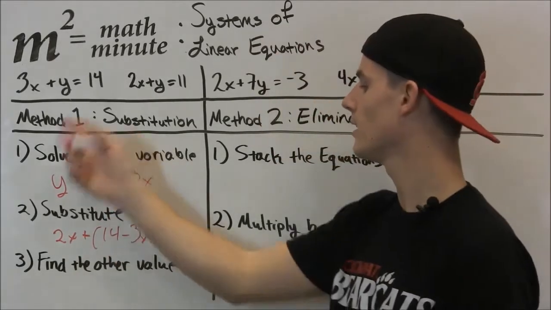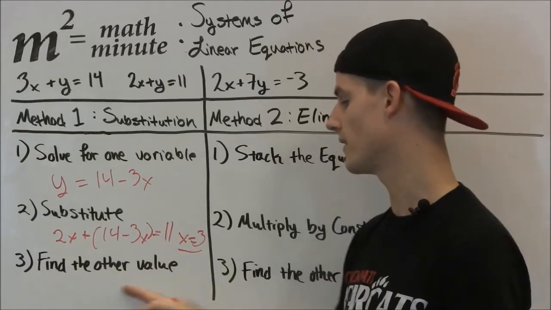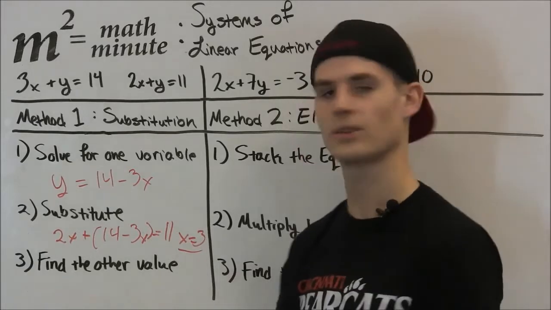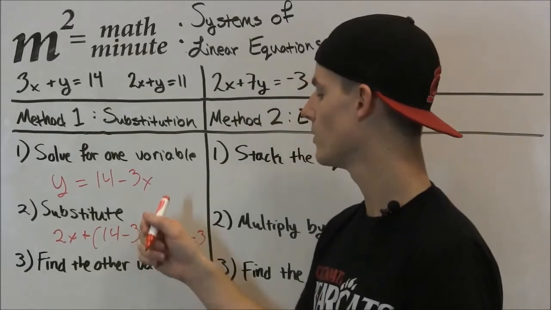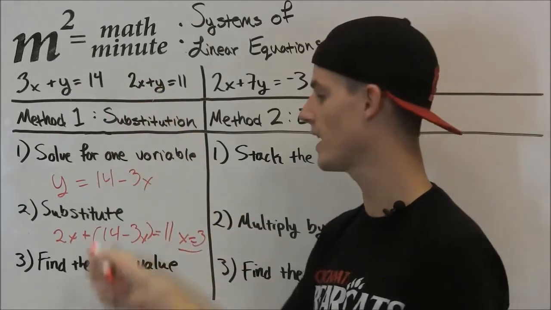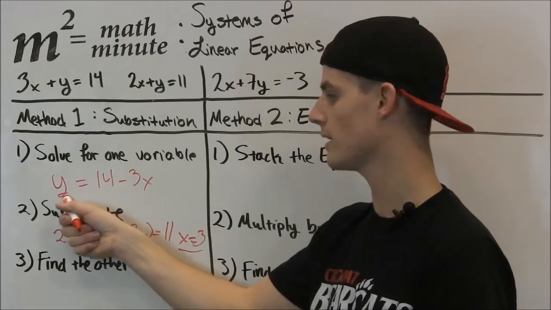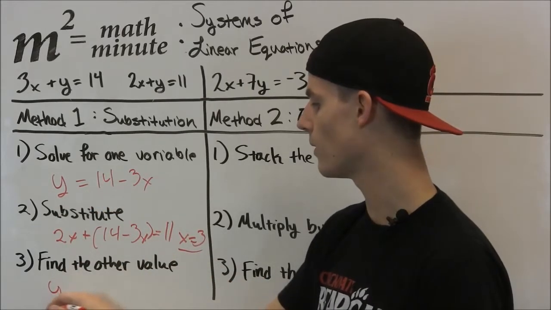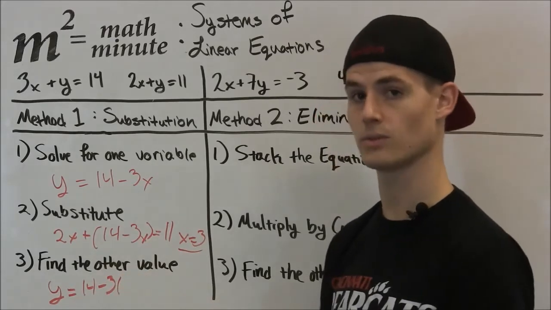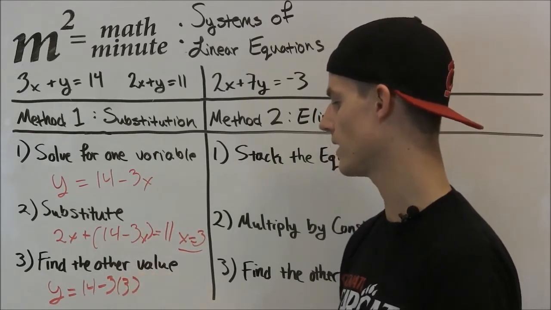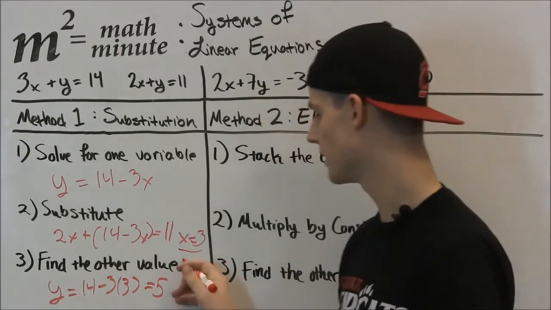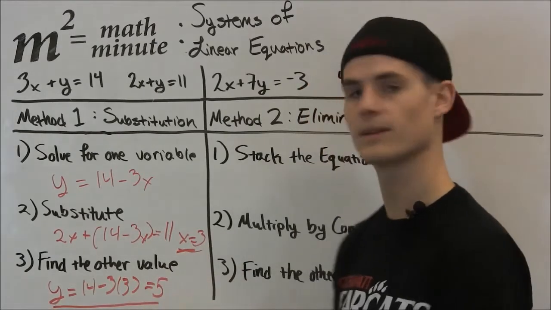Half the battle's gone. What we need to do now, the final step, is find the other value, and that in this case is y. We can't just give x as an answer. We still don't know what y is. So we can plug this x equals 3 into either of these equations, or even easier than that, we can plug it right back into here because we're trying to find y. So we know that y equals 14 minus 3 times x, which x equals 3, as we just found. And this says that y equals 5. So our solution is x equals 3, y equals 5.